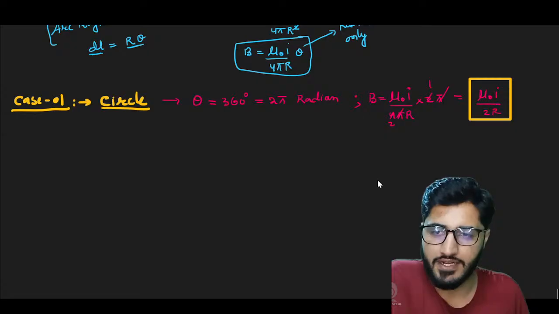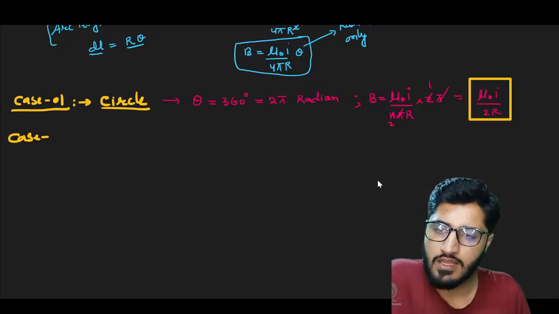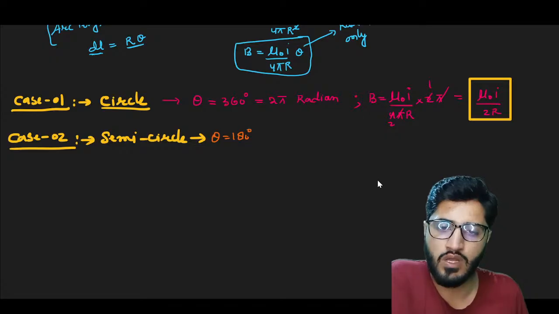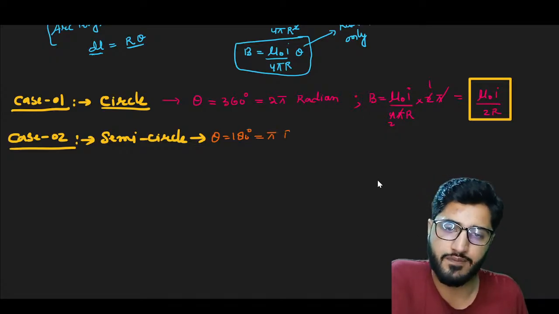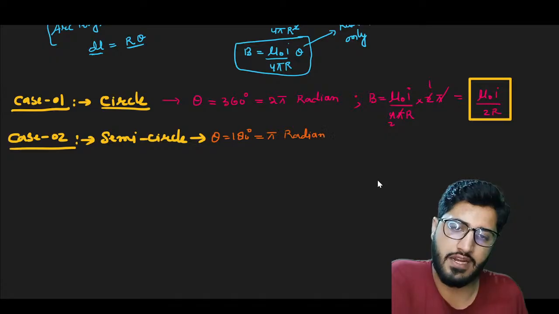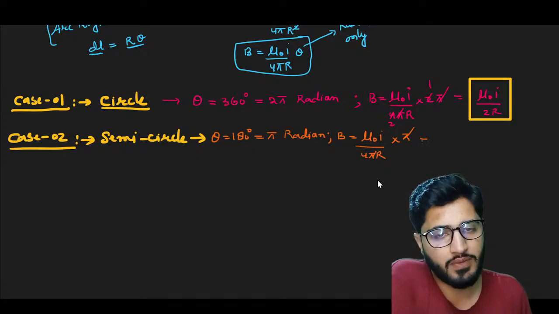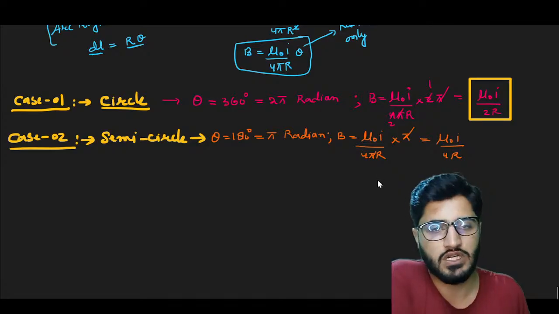Now case number second: if we are dealing with a semicircle. For a semicircle, theta is 180 degrees. 180 means it is pi radian. So my magnetic field will be mu naught I divided by 4 pi r into theta, which is pi only. Pi cancels out. So my answer came out to be mu naught I divided by 4r.